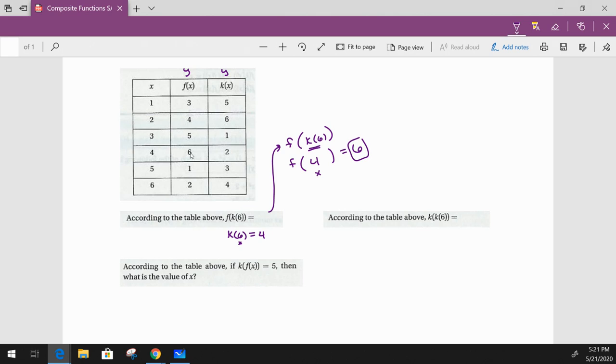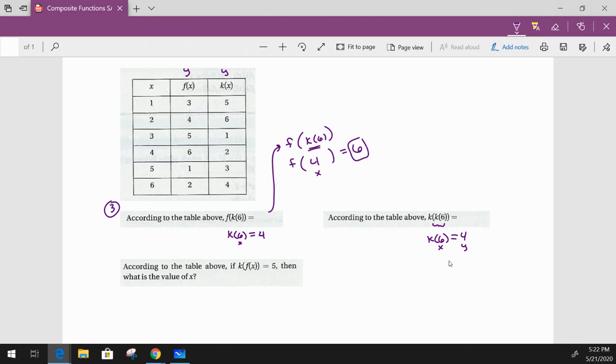So the answer to this question, which I'm going to call question 3, would be 6. The next one that we have, k of 6, means that you're substituting the k function back into itself. But you are starting with k of 6, which we determined earlier was 4. Because remember, this is the x-coordinate, this is the y-coordinate, so your input, output.